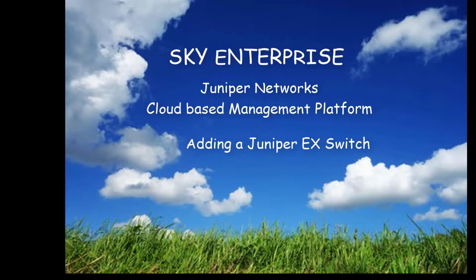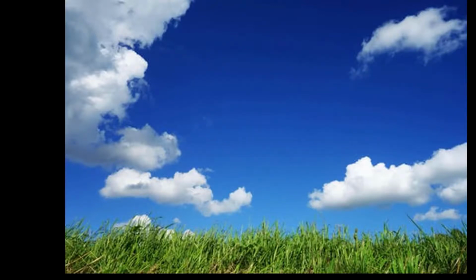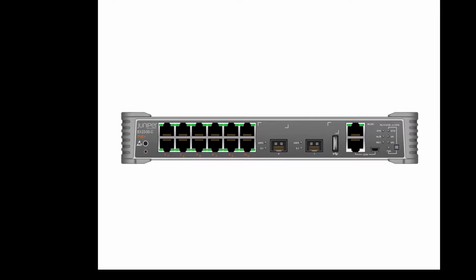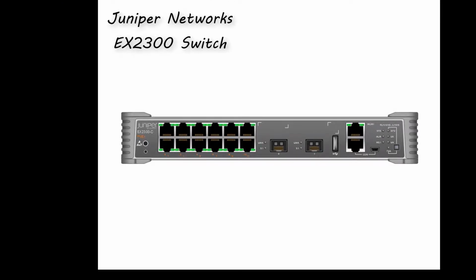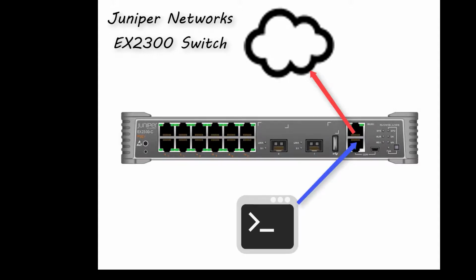Hello and welcome. I am Chet Napawaki with Juniper Networks. Today I am going to be showing you how to add a Juniper EX switch to the Juniper Sky Enterprise cloud-based management platform. To give a quick overview, I have a Juniper EX2300 switch that has been configured for network connectivity and is able to access the internet. Using a terminal session, I will be adding the configuration parameters necessary for the device to communicate with the Juniper Sky Enterprise cloud-based management. Let's get started.